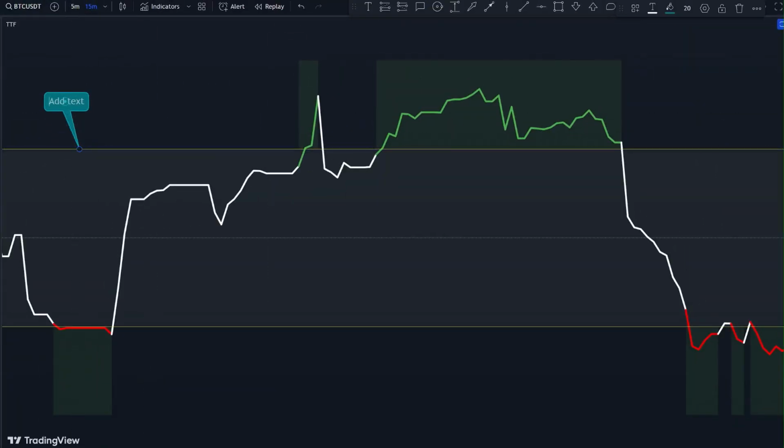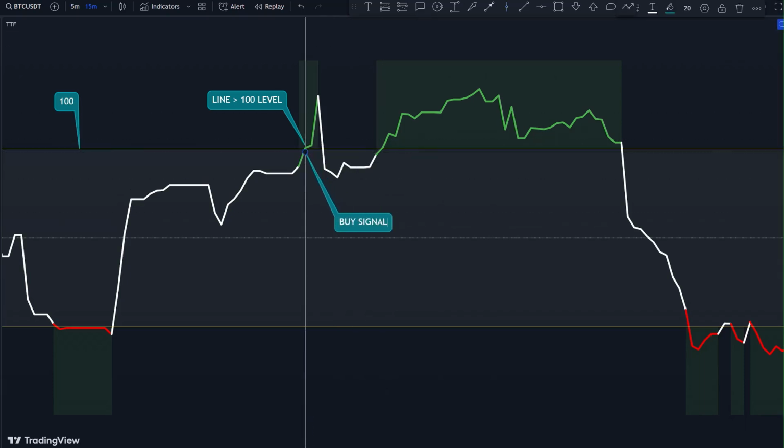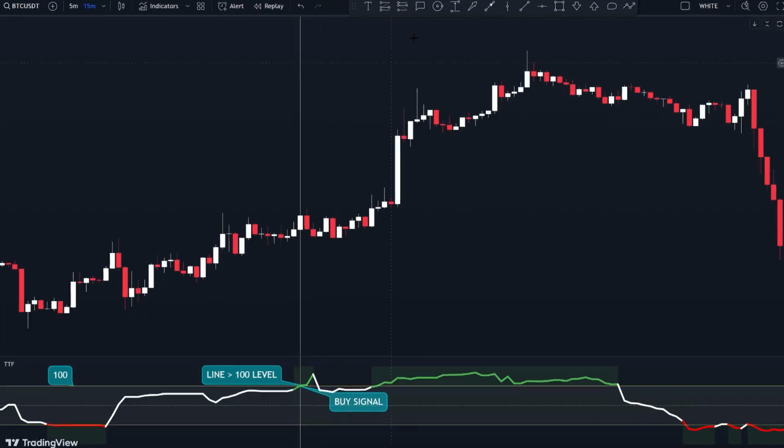So we've got this handy Trend Trigger Factor TTF line that's colored green, red, and white to help us spot different trends in the market. Keep an eye out for when the TTF line shoots past the plus 100 level and turns green. That's our cue to draw a vertical line on the chart, marking where a possible buy signal happens.